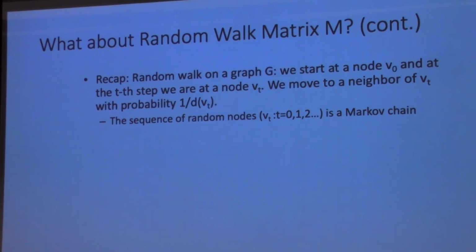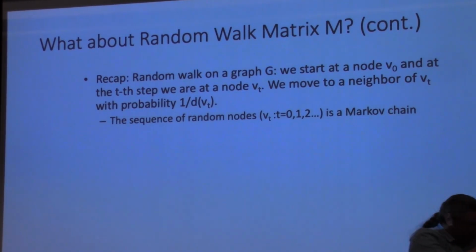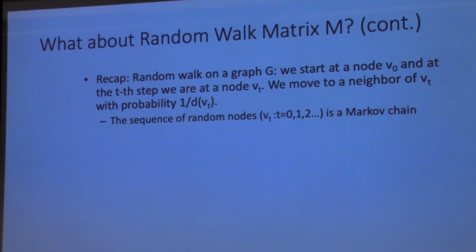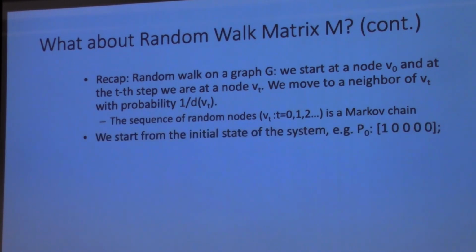And the chain of random nodes is what's called a Markov chain. A Markov chain is a sequence where whenever you make one step, you make a random choice with some probabilities, but you forget everything you did before. It only depends on where you are now, so there's no memory. So the initial state would be here, so you have probability 1 of being in node 1.